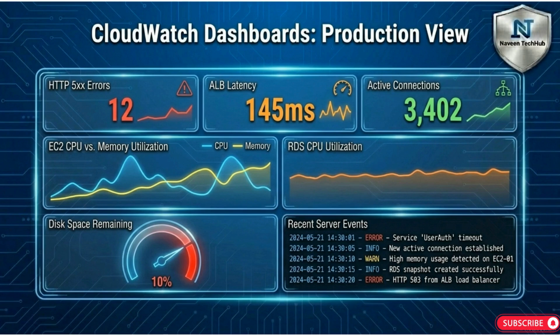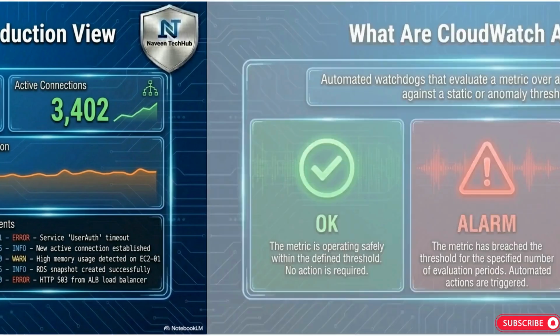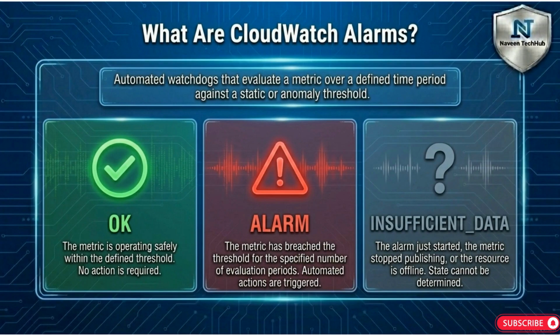This is very useful for operations teams, DevOps teams, and support teams. A good dashboard should quickly answer, is the system healthy or not? CloudWatch Alarms watch a metric and compare it against a threshold. An alarm can have 3 states.